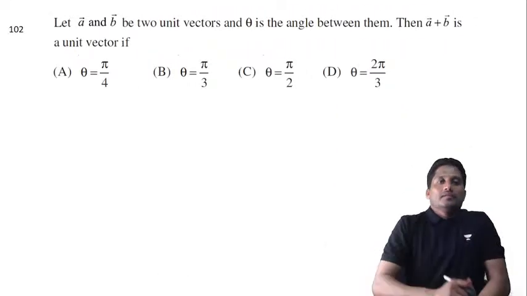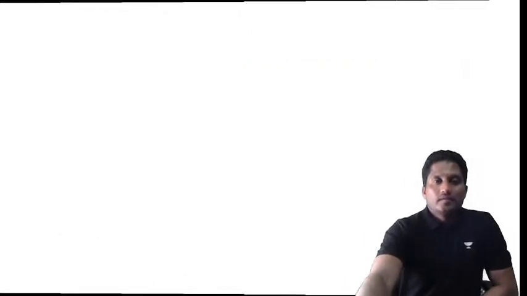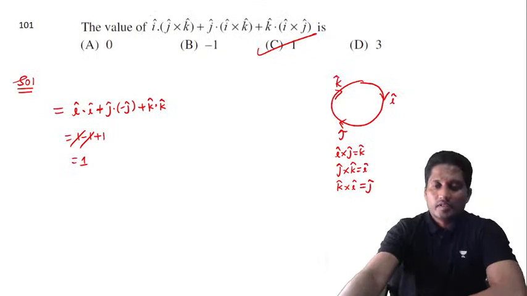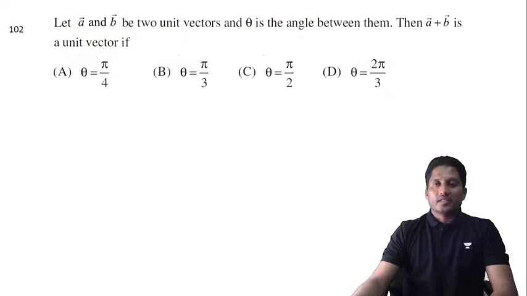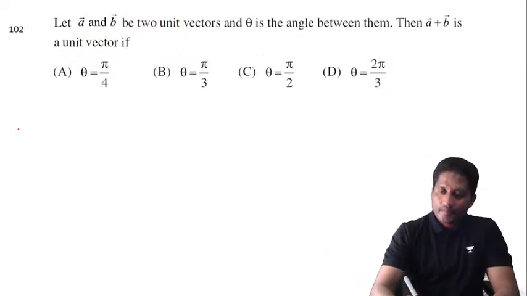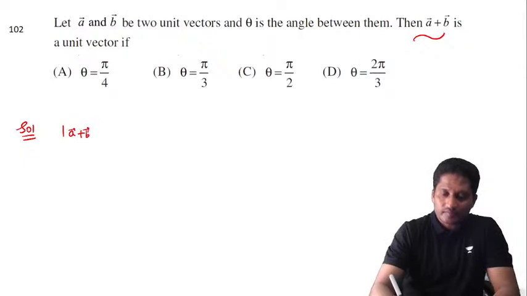Question number 101. Sorry, 101 I'm done. Question number 102. If A and B are two unit vectors and theta is an angle between A and B, and A plus B is a unit vector. Since it's given A plus B is a unit vector, modulus of A plus B is 1. If you square, you get mod of A plus B, the whole square is also 1. Okay, so this is mod A square plus mod B square plus 2 times A dot B.